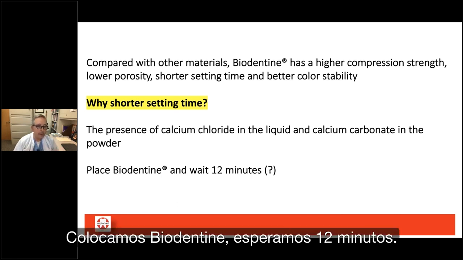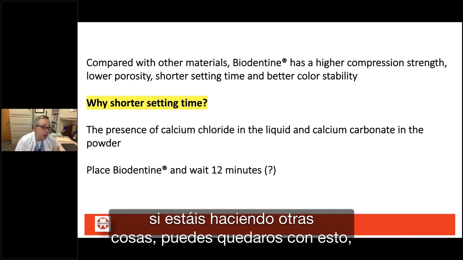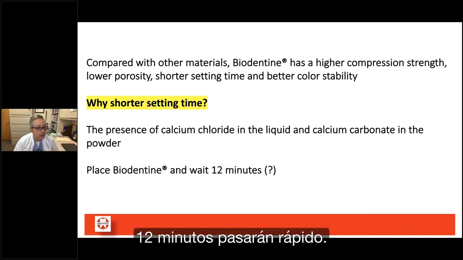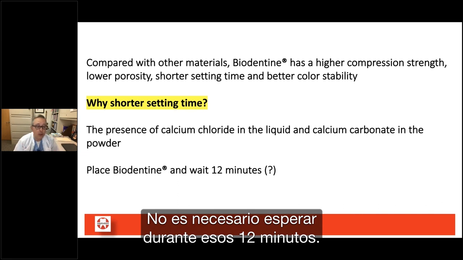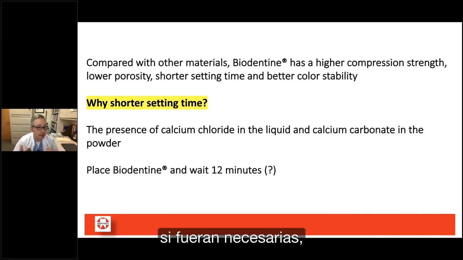We place Biodentine, we wait 12 minutes. Now I put this question mark because 12 minutes will go quick if you are doing other things. You don't need to just wait the 12 minutes. You can go and do other things in the mouth if you need to, and I do that often.